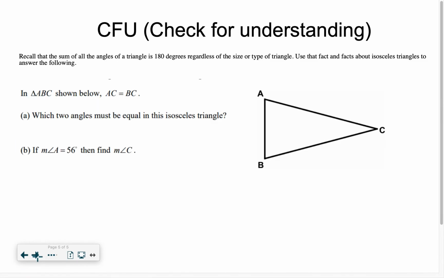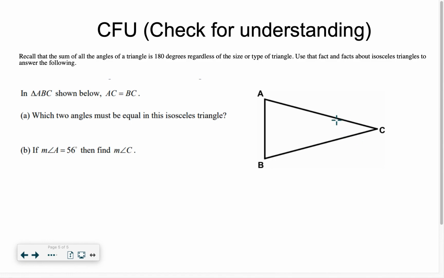Now you have a check for understanding here. And so I'm just going to read the directions for you. Okay, so recall that the sum of all angles in a triangle add to 180. That means that angle A plus angle B plus angle C add to 180 degrees, regardless of how big or small the triangle is, or what type of triangle it is. It could be an isosceles, a scalene, okay, an equilateral. They all add to 180 degrees.